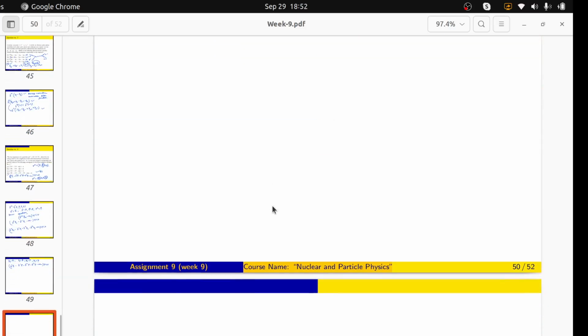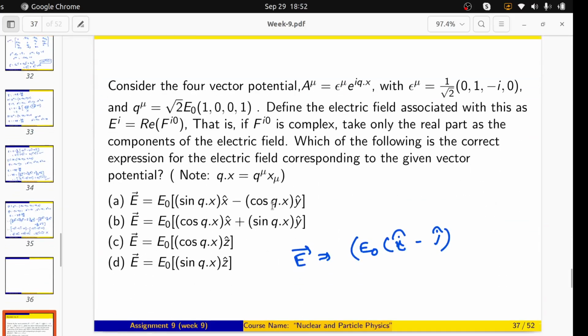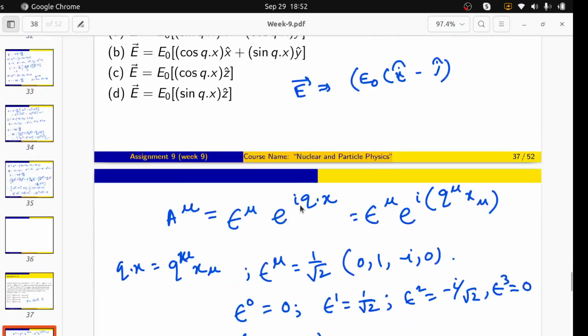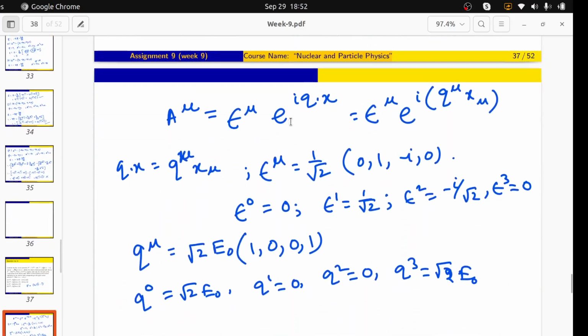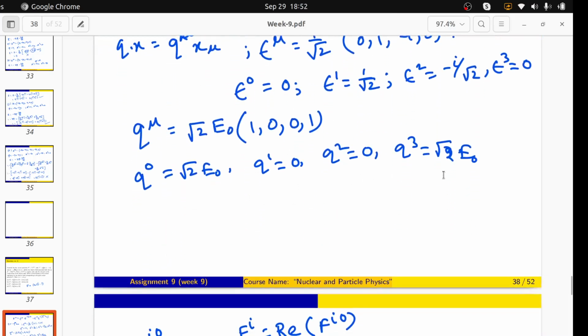The thing was that we have to check this one. We have to check here that mu is given, epsilon mu is given, q mu is given. Then simply A mu equals epsilon mu e to the power i q dot x. Epsilon equals epsilon mu e to the power i q mu x mu. Now q mu x mu we have to write it like that. Then epsilon 0 is 0. I mean, for this question epsilon 0 was 0, but other terms were there. For this question q0 is this one, q1 is 0, q2 is 0, q3 is 0.